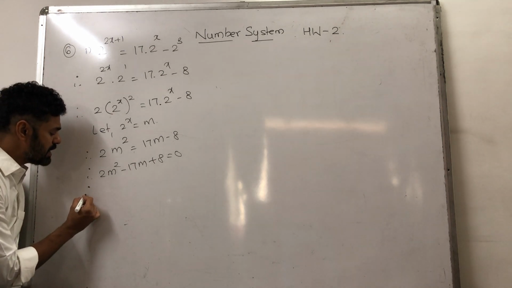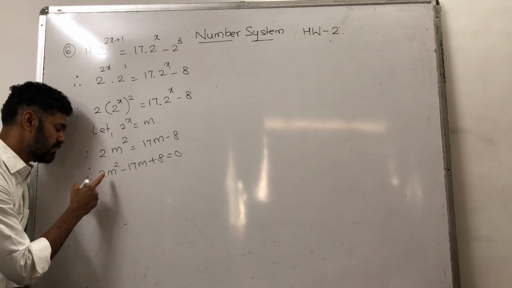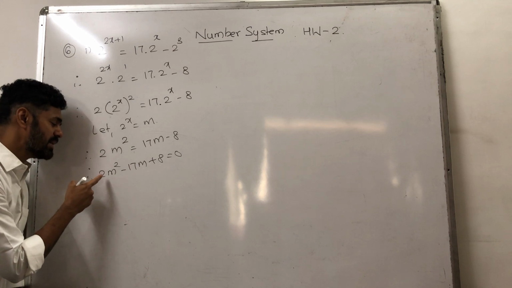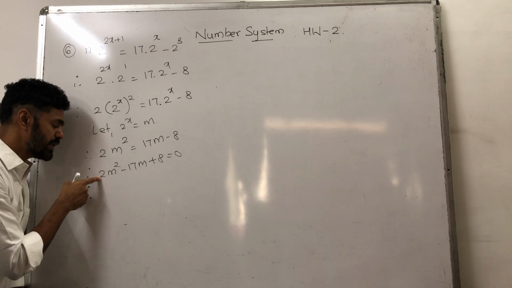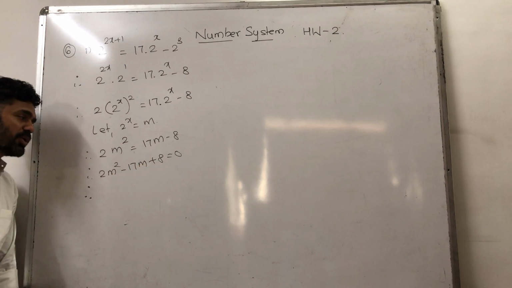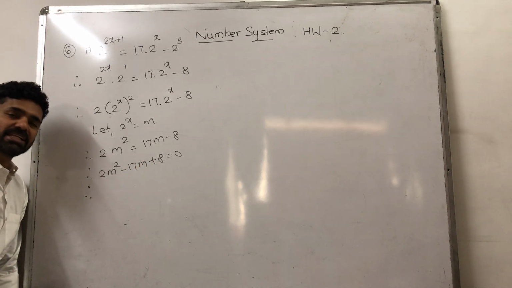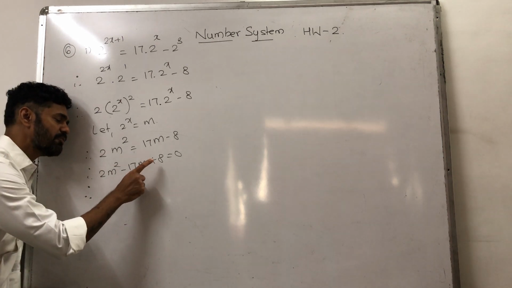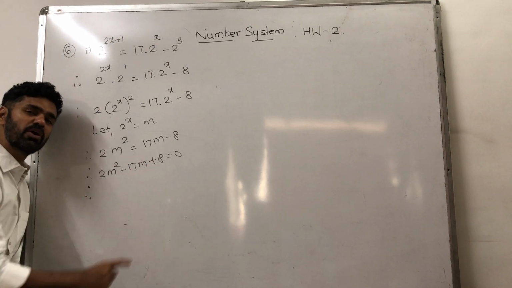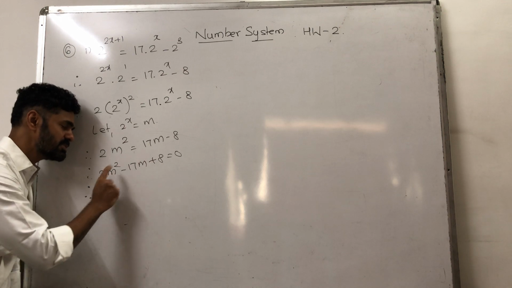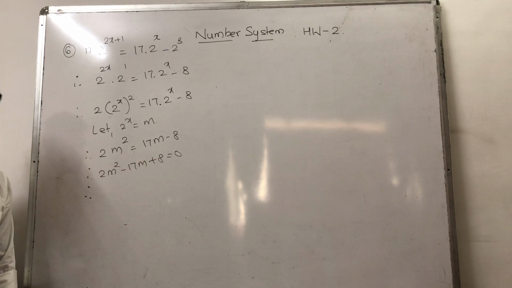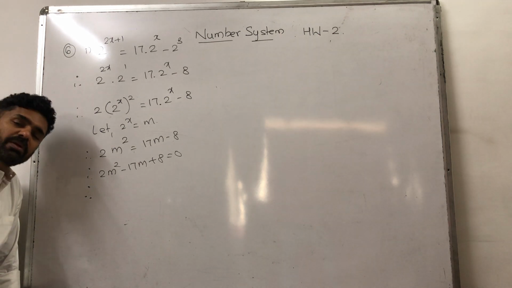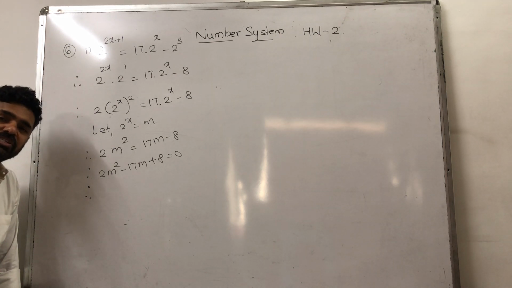We are very familiar with splitting the middle term, and the first step that we do is we multiply the coefficient of m square and the constant term. So over here you have 2, over here you have 8, 2 8s are 16. Then you look at the sign. If you have a positive sign, you have to think of two numbers which on multiplication give 16 and on addition give 17.